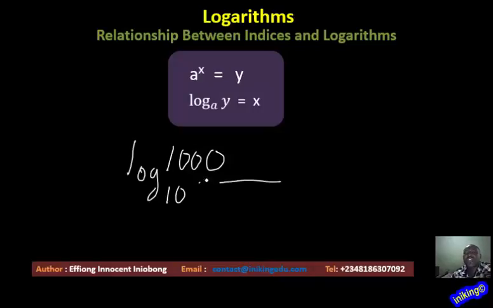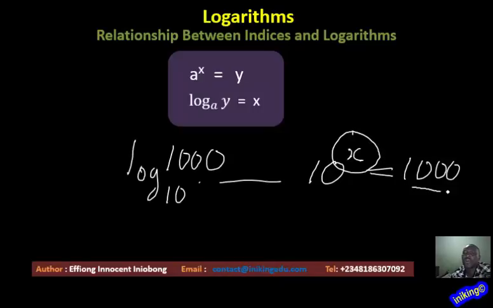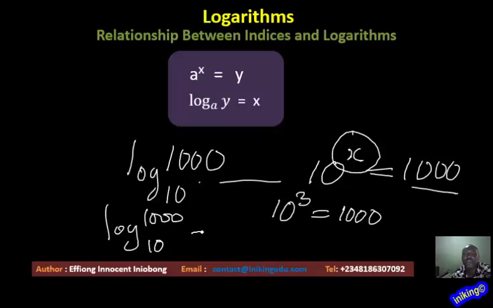The logarithm of 1000 to base 10 is simply saying, taking the base 10, what power do I raise 10 to, and that will give me 1000? What power, or exponent, do I raise 10 to give me 1000? That's the meaning of logarithm of 1000 to base 10. And of course, you will agree with me that this will be 10 raised to power 3. That will be 1000, which implies that the logarithm of 1000 to base 10 is equal to 3.